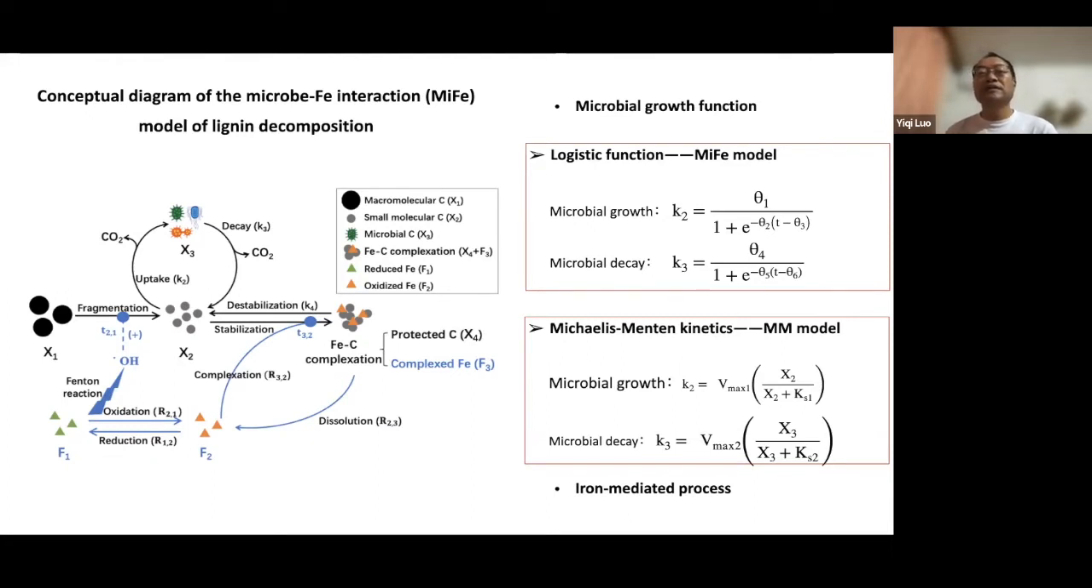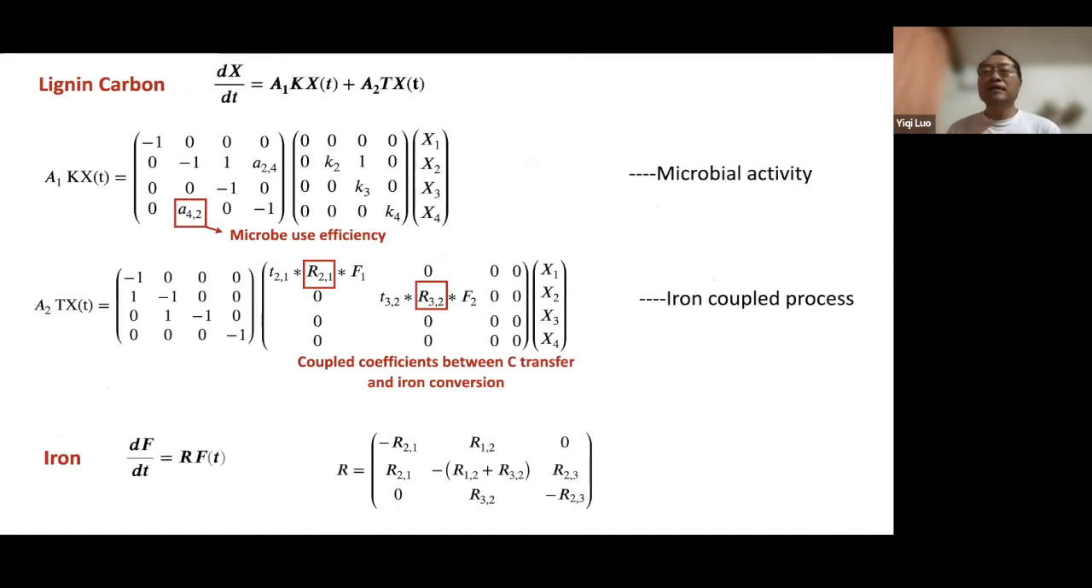We ended up finding that the logistic function is the best function to describe the observed pattern. So here is the model we developed. We used the matrix form to describe the decomposition process. So dx over dt, where x means the carbon, and we use two equations. One represents microbial activity, and another represents how iron interacts with the carbon processes.